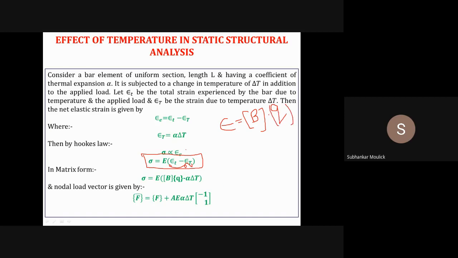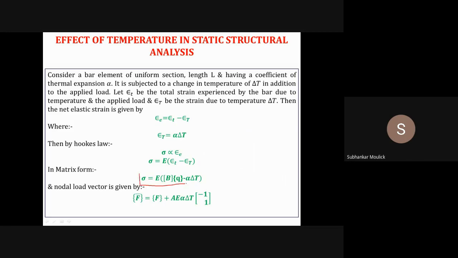Fine. So I can write this expression, epsilon T minus epsilon capital T, as the strain displacement matrix B into Q. This is the total strain present in the bar due to the applied load as well as change in temperature, that is B into Q, the strain displacement matrix B into nodal displacement vector Q, minus epsilon capital T, which is nothing but thermal strain, given by alpha delta T. So finally, the expression for stress in matrix form for any element becomes sigma is equal to E times the bracket of strain displacement matrix B into nodal displacement vector Q minus alpha delta T.